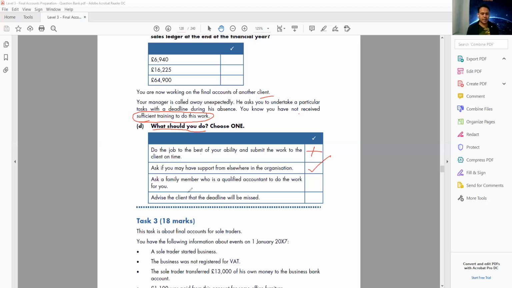Then ask a family member. No, we don't do it. We don't take help from outside. Advise client that deadline will be missed. If you do that, you lose the client, isn't it?